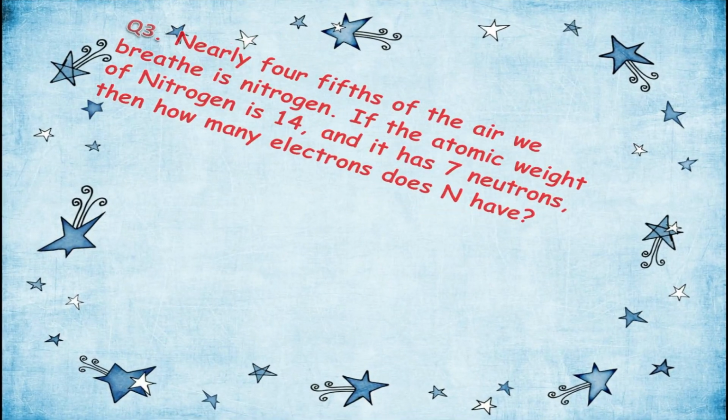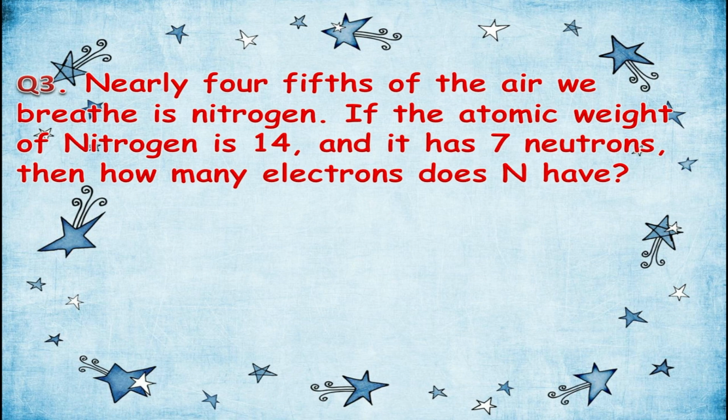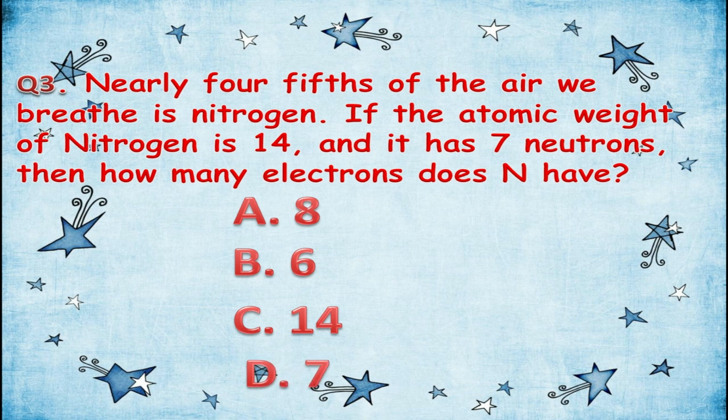Question number 3 is: nearly 4/5 of the air we breathe is nitrogen. If the atomic weight of nitrogen is 14 and it has 7 neutrons, then how many electrons does nitrogen have? Your option A is 8 electrons, option B is 6 electrons, option C 14 electrons and option D 7 electrons. Your time starts now.